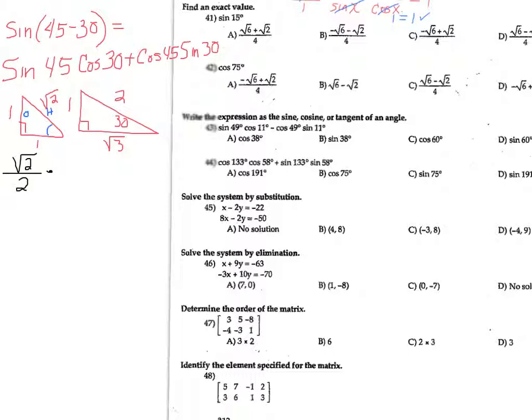Okay, so what about cosine of 30? Square root of 3 over 2. That is right. So square root of 3 over 2, and then plus, okay, square root of 2 over 2.